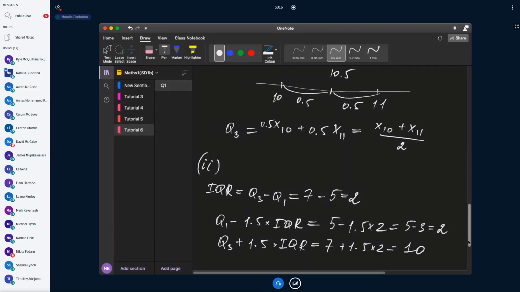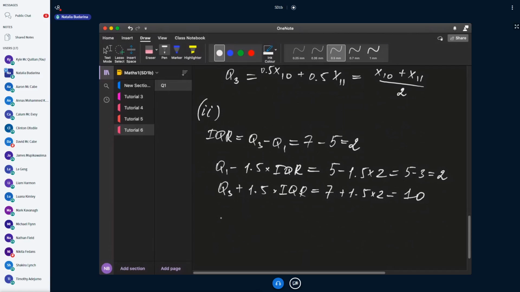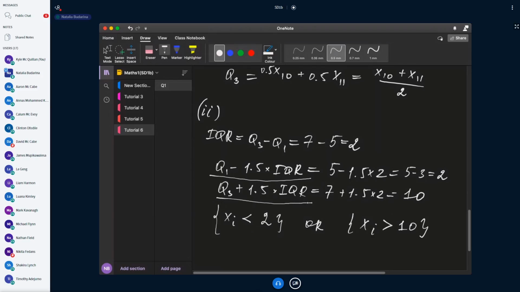Now we need to find outliers. We look for the numbers xi which are less than 2, or greater than 10. This is the definition of outliers: they are below the first value or bigger than the second value. Now let's go to our table and see. Do we have numbers less than 2? Please let me know. Do we have numbers in our table less than 2?